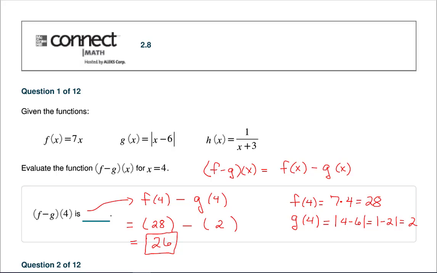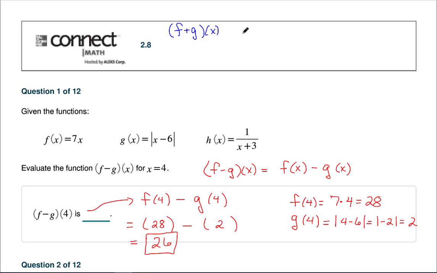Welcome to Math 1314, Section 2.8. In this section, we're going to look at how we combine two functions together. And there's actually 5 ways to do that. The first way is to form a new function called f plus g.